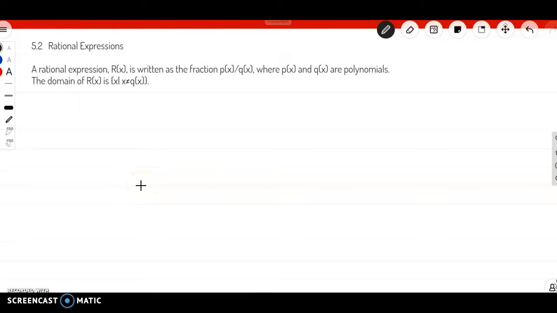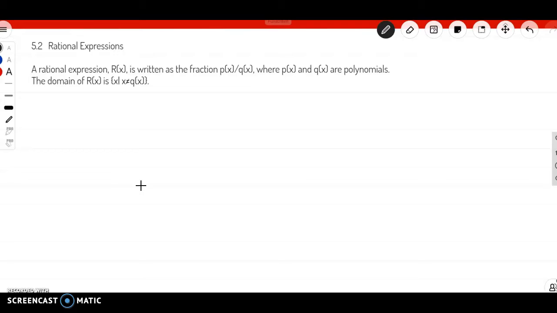Hello, this is Mr. Olmec, and we're going to start talking about section 5.2, which is the rational expression section. We'll start with the definition of what a rational expression is. A rational expression is written as a fraction of polynomials. So if you have a fraction p of x divided by q of x, and p and q are both polynomials, then that is a rational expression.